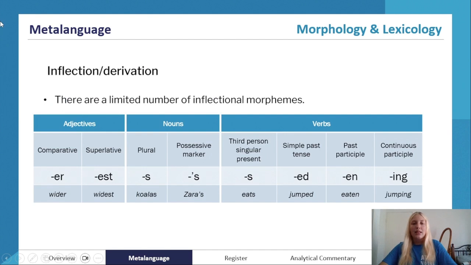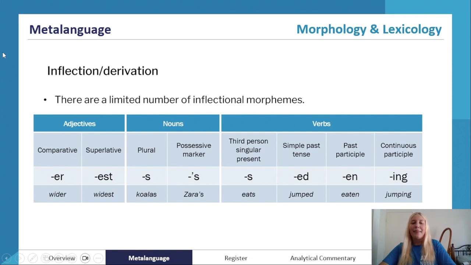Beautiful. And then the last type of morphemes are inflectional / derivational. Basically the same thing. They're just synonyms. Usually people call them inflectional morphemes. And we've got these for adjectives, nouns, and verbs. So I've literally just put a table list because there's a limited amount and this is all of them.